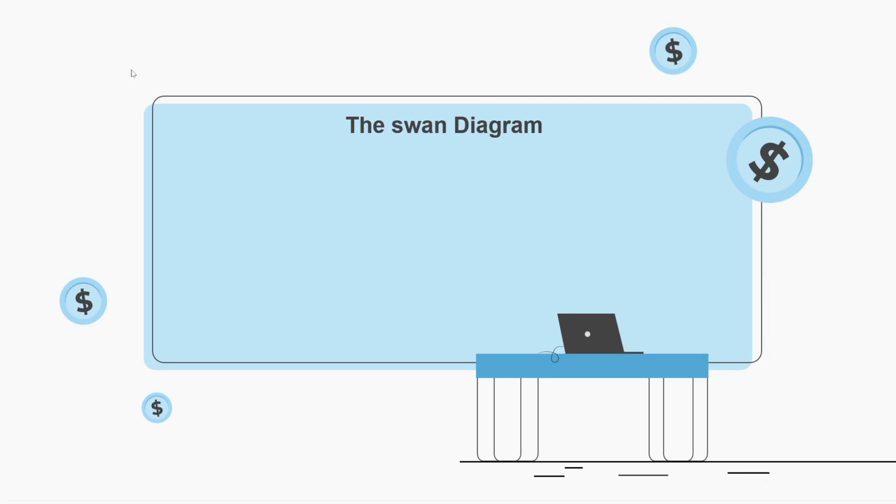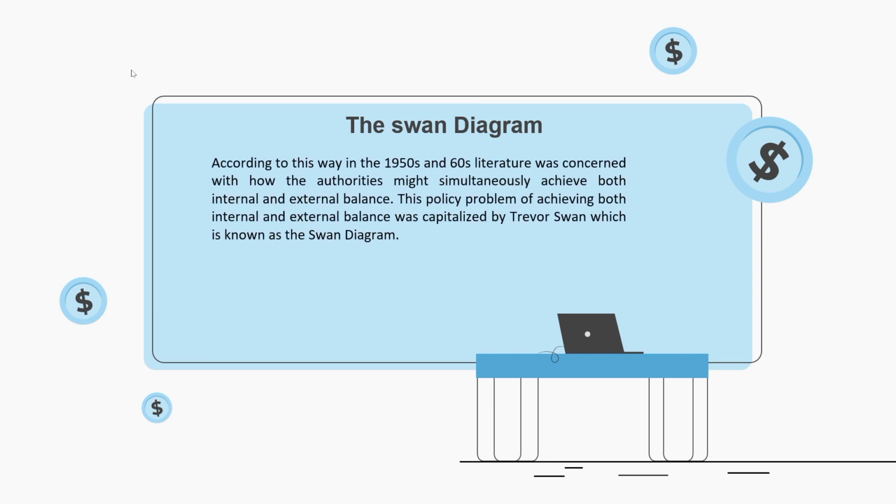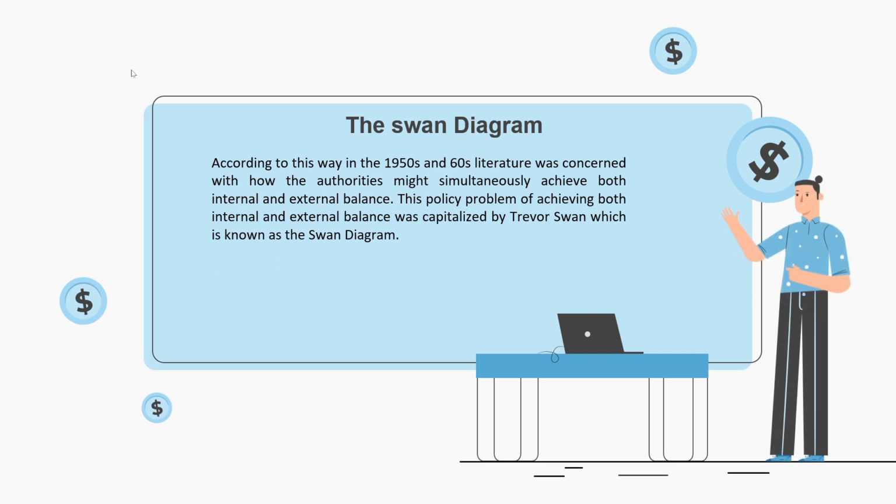Our today's topic is the Swan Diagram. In the 1950s and 1960s, the literature was concerned with how a country's government or economic body can achieve both internal and external balance at the same time. For this concern, the idea of the Swan Diagram was invented by Trevor Swan, and is known as the Swan Diagram.